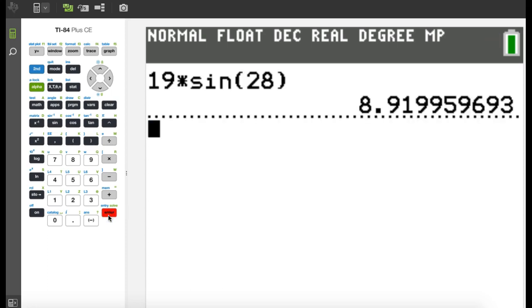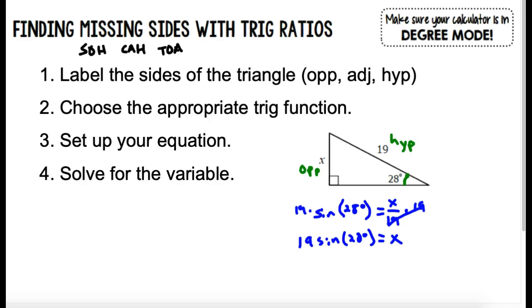Now, for all of these problems, we are going to round to the nearest tenth. When we're doing these on Edgenuity, it's going to be important that we round correctly. To round this number to the nearest tenth, which is 1 decimal place, I would look at the second number. Since this is less than 5, I do not round this up. So this rounded to the nearest tenth would be 8.9. So x equals 8.9 in this case. That's the length of this side of the triangle.